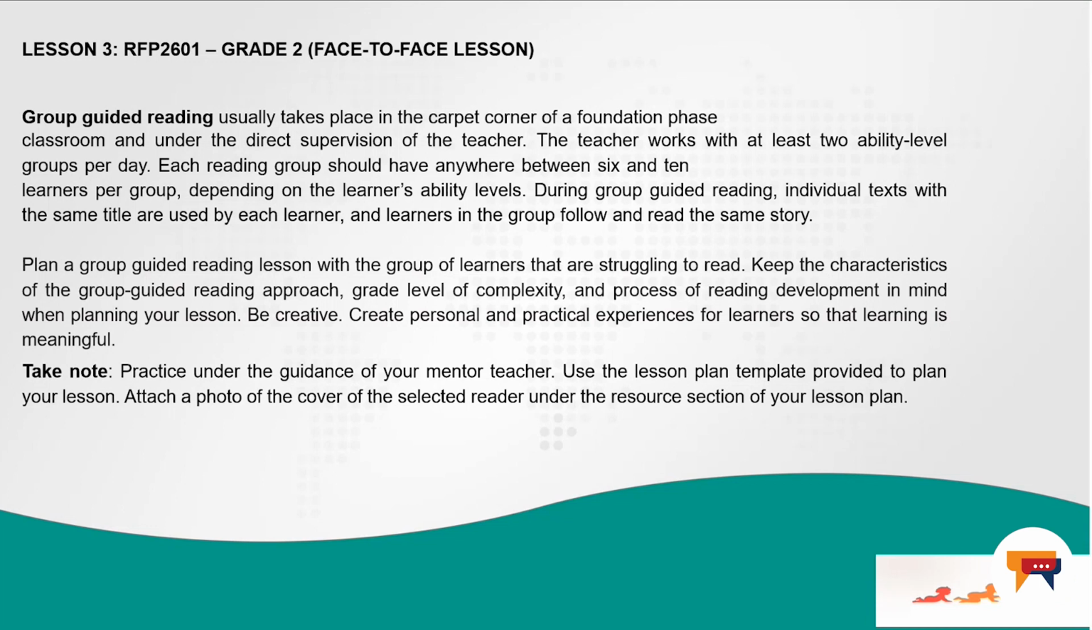Reading usually takes place in the carpet corner of a foundation phase classroom under the direct supervision of the teacher. The teacher works with at least 2 ability level groups per day. Each reading group should have anywhere between 6 and 10 learners per group, depending on the learners' ability levels. During group guided reading, individual text with the same title are used by each learner, and learners in the group follow and read the same story.